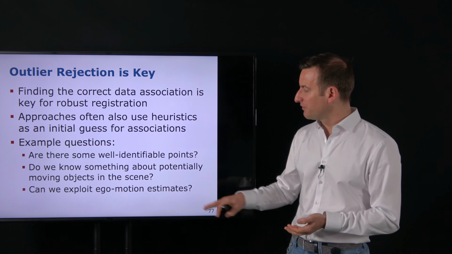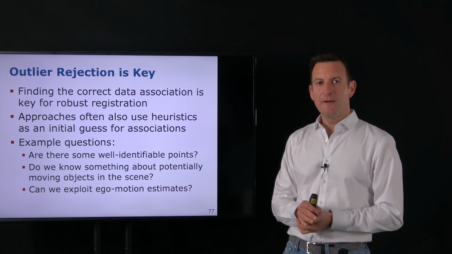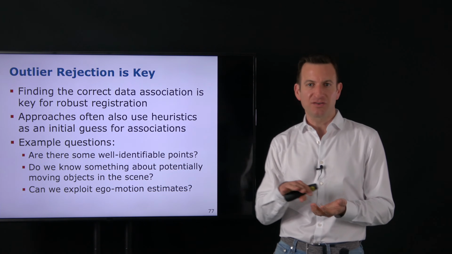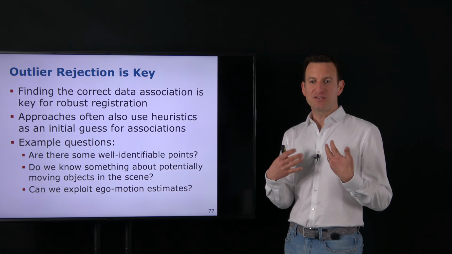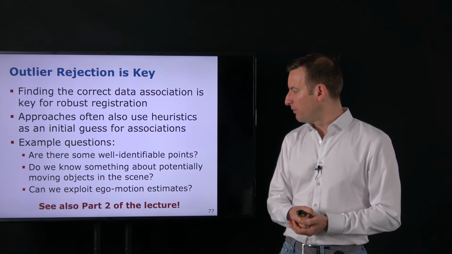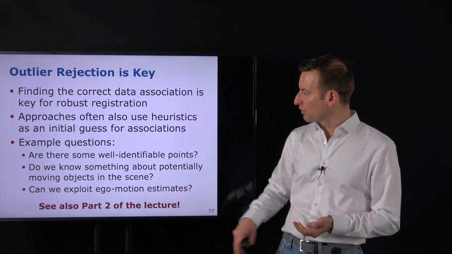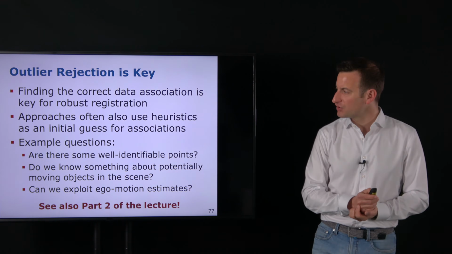You can ask yourselves, do I know something about my ego motion? Am I driving on a car? The car is not going to move sidewards, for example, at least not substantially. And these are all information that you can take into account in order to perform better. And this is something I also talked about in part 2 of the lecture.